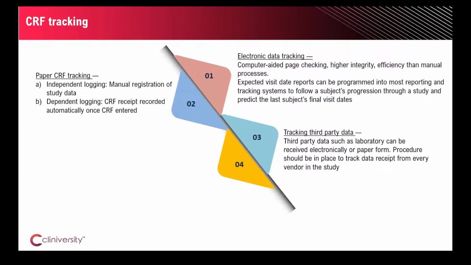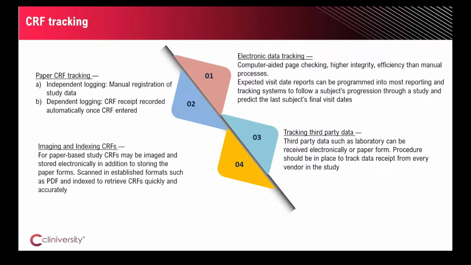Imaging and indexing CRFs. To provide added security and flexibility for paper-based studies, CRFs may be imaged and stored electronically in addition to storing the paper forms. CRFs should be scanned using well-established formats such as PDF. The electronic files must be secured so they are only accessible to authorized and trained personnel. File naming conventions should be very strictly followed, and the repository of the CRF images should be indexed so that it allows you to locate a specific file very quickly.